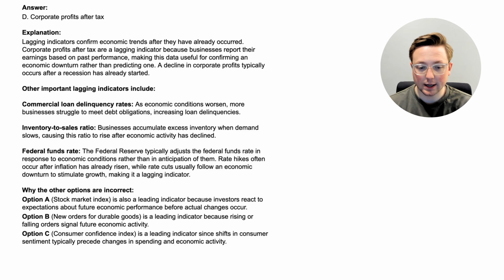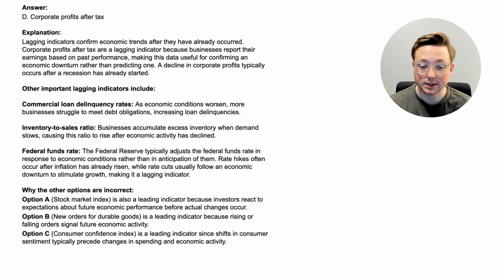Now let's walk through the other options and why they're incorrect. Hopefully, you understand why these are incorrect. Option A, stock market index, is a leading indicator because investors react to expectations about future economic performance before actual changes occur. Option B, new orders for durable goods. We already talked about this. This is a leading indicator because rising or falling orders signal future economic activity.